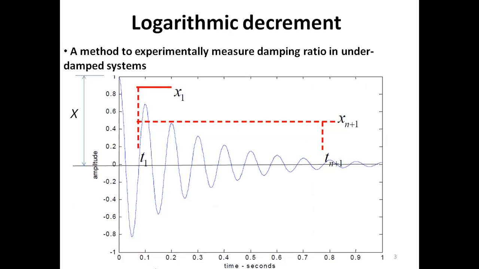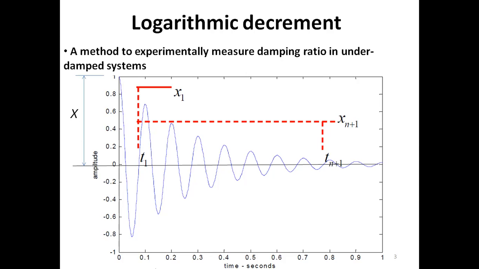So there are a number of methods by which we could find the damping in the system or the damping ratios. One of the methods is the logarithmic decrement. This method is actually used to measure the damping ratio in underdamped systems. And this is an experimental method. So if we have the experimental plot of the response of the system, then from that plot very easily we could find out the damping ratio, and then we could calculate the actual damping in the system.